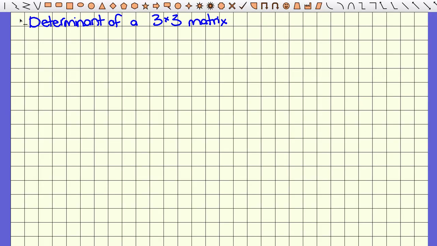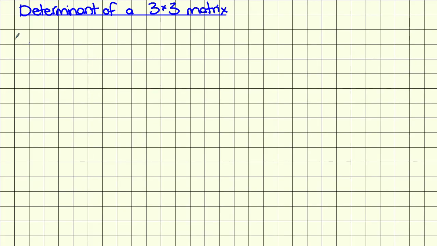Next one we're going to go on to is the determinant of a 3 by 3 matrix. Okay, so we're going to stick to square matrices here. Right, this is where I want you to pause the video and make sure you've got your formula sheet in front of you because that's going to help.